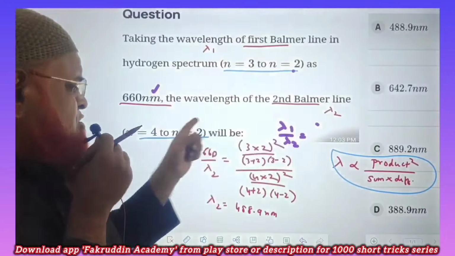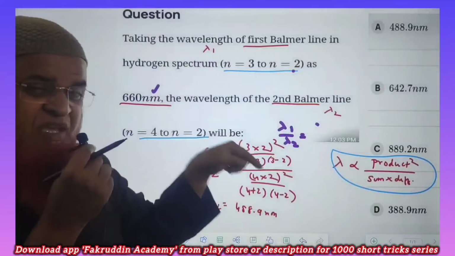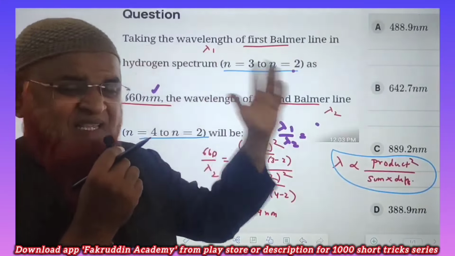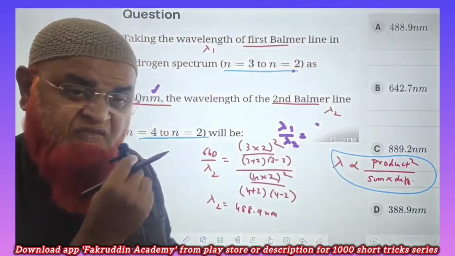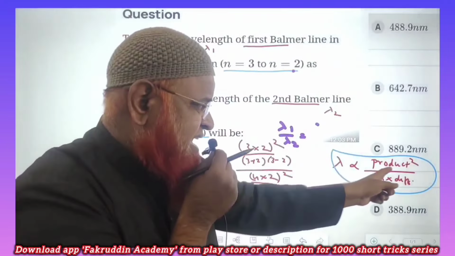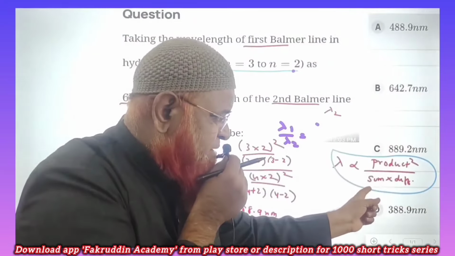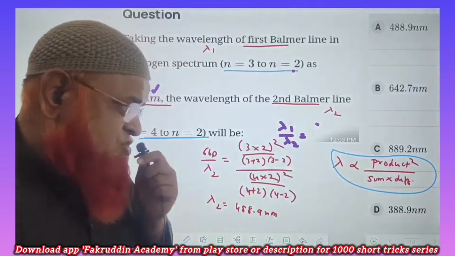Again, in the second line also, it is from n equal to 4 to 2, in the same case of the Balmer series. You can see the lengthy methods, but there is a shortcut for you. Wavelength is directly proportional to product whole square divided by sum into difference. This is my shortcut here.